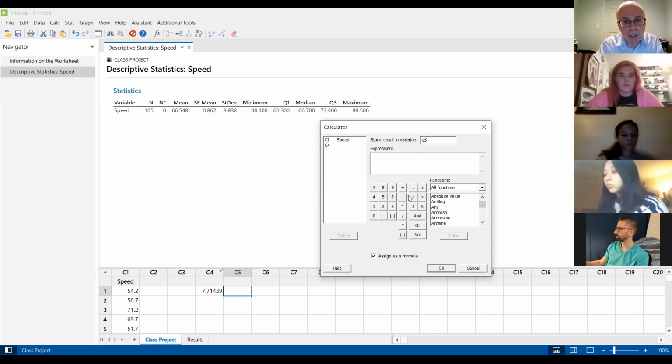What I want to do is open up a set of parentheses, and subtract the maximum minus the minimum. I'm going to put 88.5. Again, I can do everything inside here. I don't need to use my keyboard. Minus 48.4.